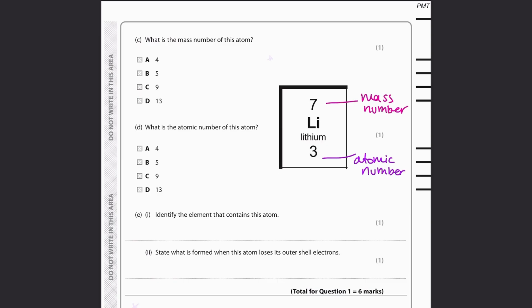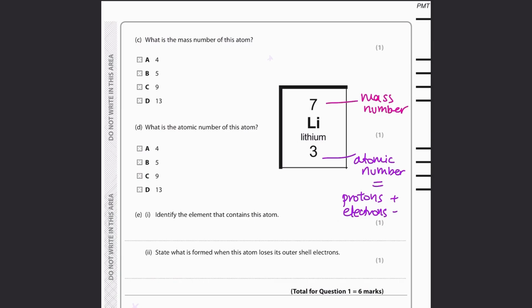Now, the atomic number is equal to the number of protons. So lithium here has 3 protons. And if you remember, protons have a positive charge, and you need to cancel that out with an equal number of negative charge. Who has negative charge? Electrons, right? So therefore, lithium also has 3 electrons. So when you see this 3, it equals the number of protons and electrons. 3 protons, 3 electrons for lithium.